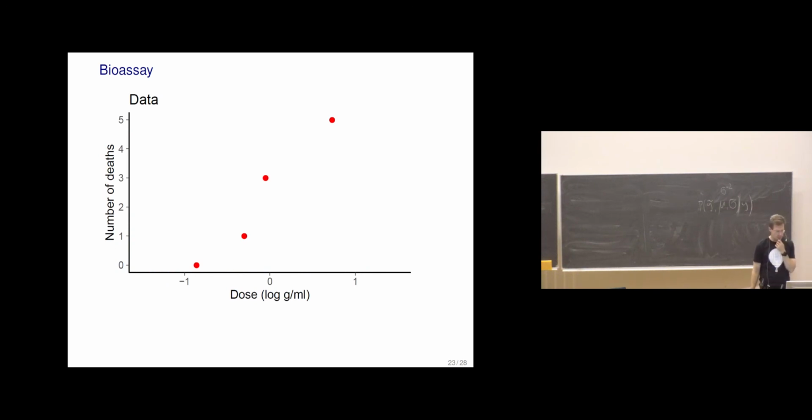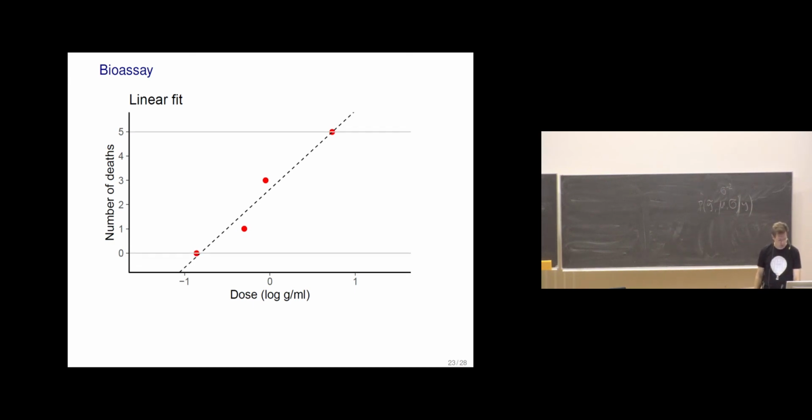Again, just the dosage and number of deaths. It seems that it's almost a linear increase. We could make a linear fit. But just making a linear fit is a bit silly, because if we now extrapolate, we can't have a negative number of deaths and not more deaths than the batch size. So we should have a model which is constrained so that it would fit only between 0 and 5 deaths.